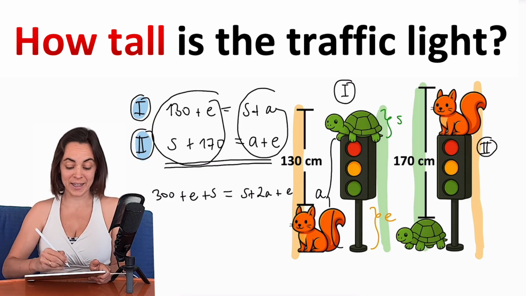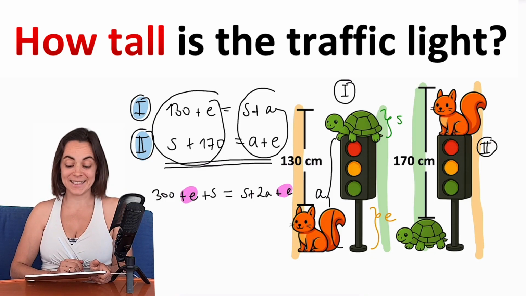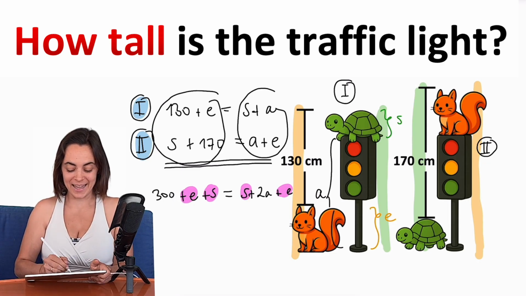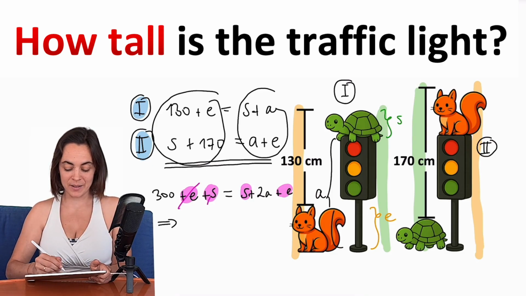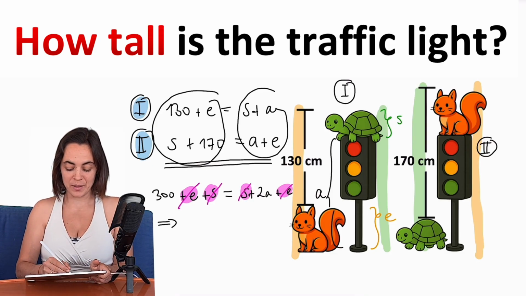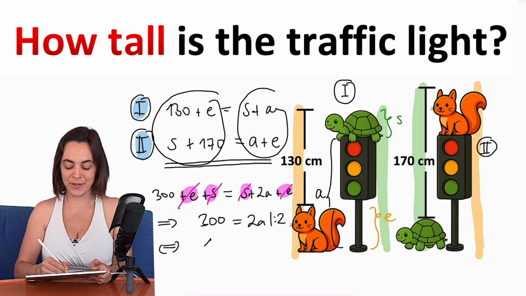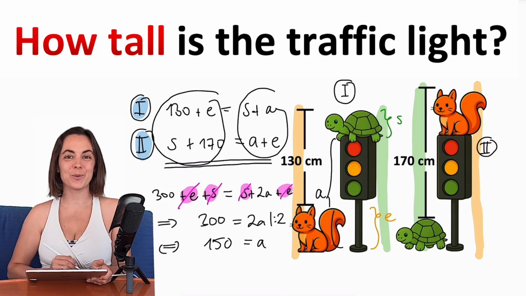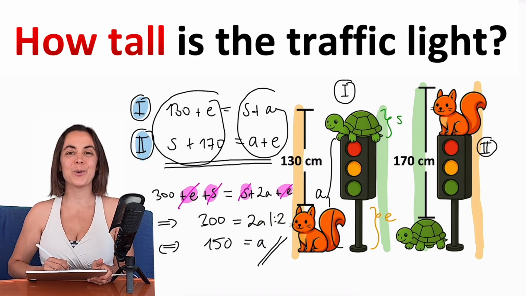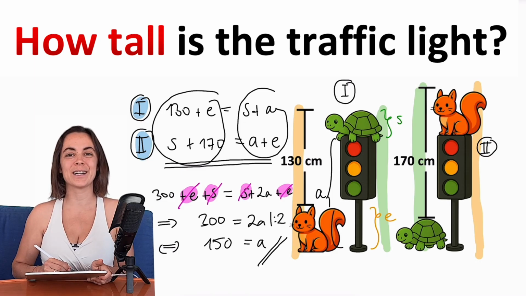And now we can already see the E is on the left and right, the S is on the left and right, and that means, hey, we can subtract E and S from the left and right so they cancel each other out here. And what's left is 300 on the left, 2A on the right, we divide by 2, and we get 150 equals A. And that was exactly the height of the traffic light that we were looking for. So the height of the traffic light is 150 centimeters, and we have solved the problem here in a very, very nicely structured and logical way for us.